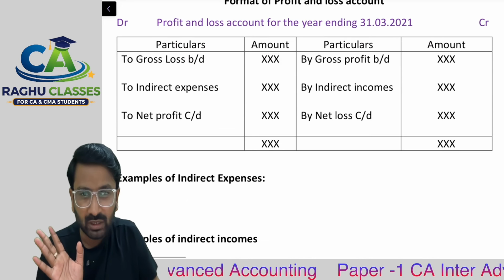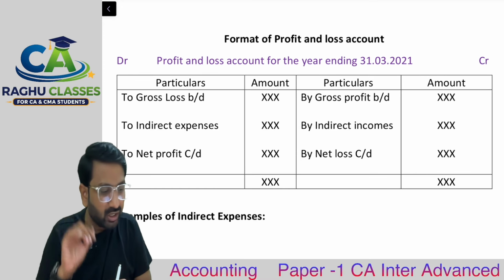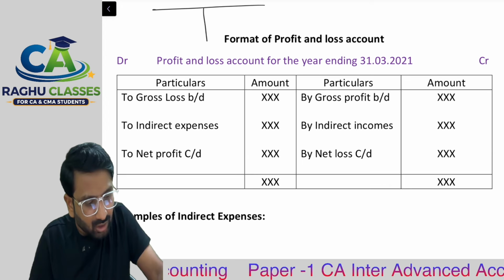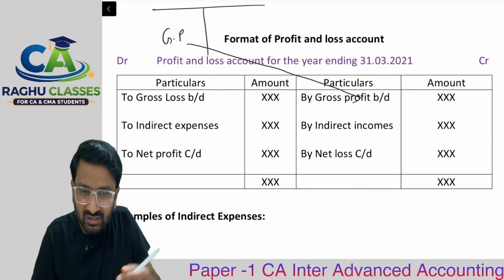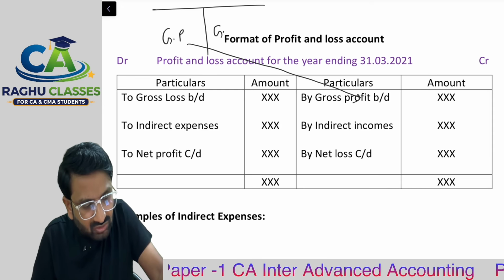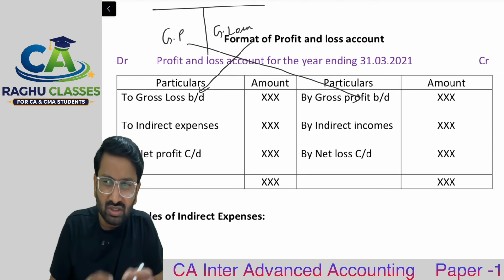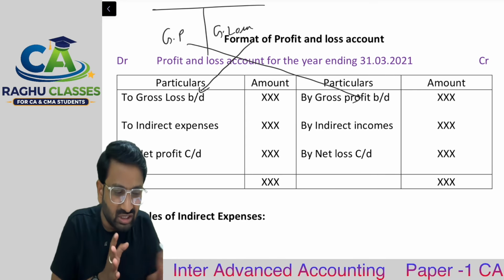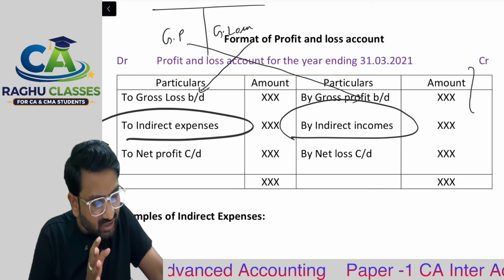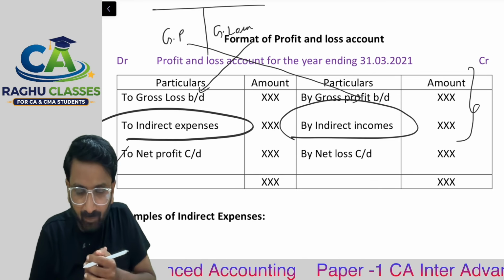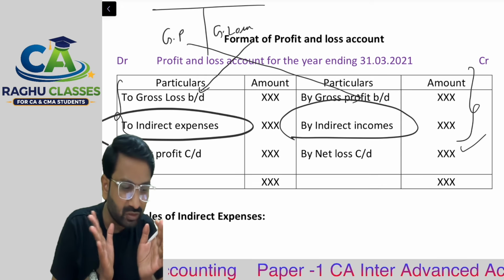Now, what is the format of P&L account? See, P&L account is going to be just the continuation of trading account. So in the trading account, if you have gross profit, bring it down to the P&L account on the credit side. Same way, if you have gross loss in the trading account, bring it down to the debit side. Now, this is a nominal account. And what is nominal account rule? Debit side all expenses, credit side all income. If the credit side is more ultimately, you get net profit. If debit side is more ultimately, you're going to get net loss. So this is the format of profit and loss account.